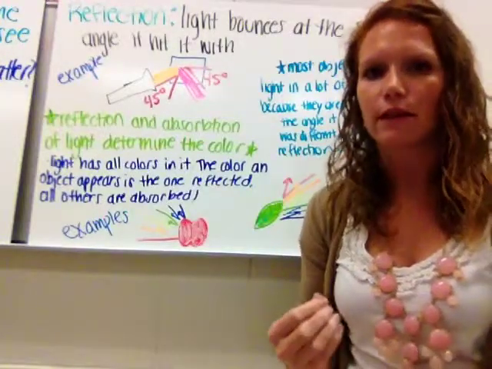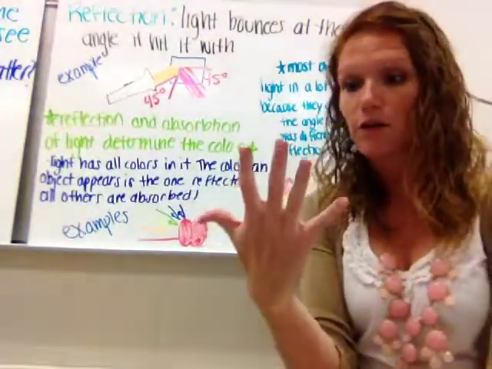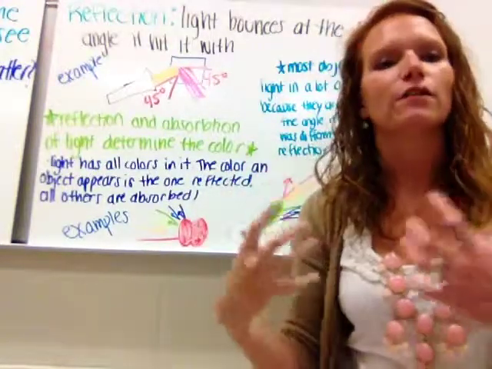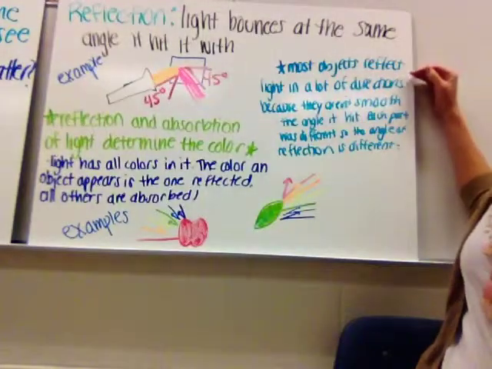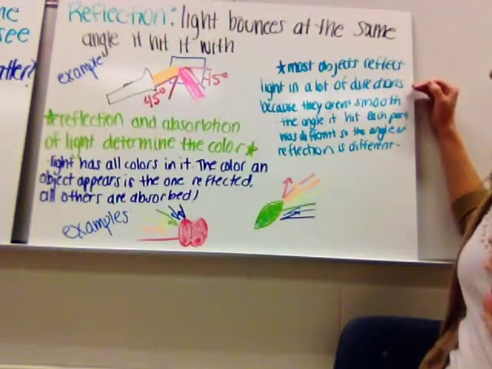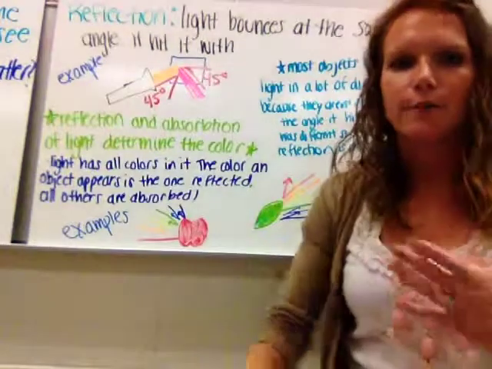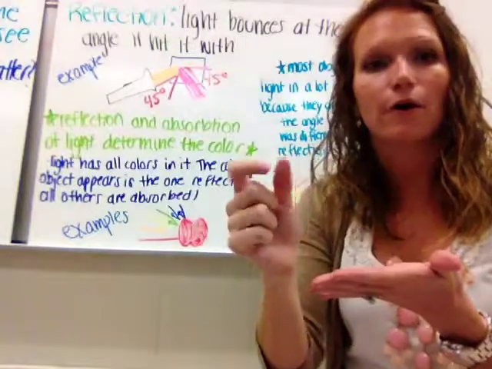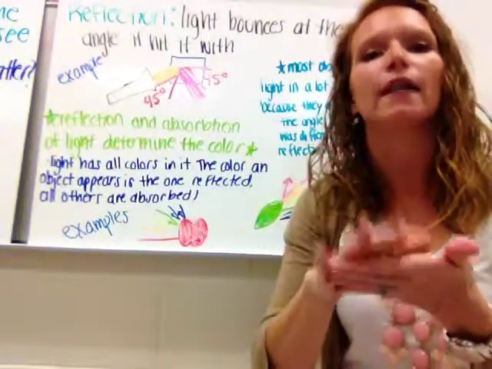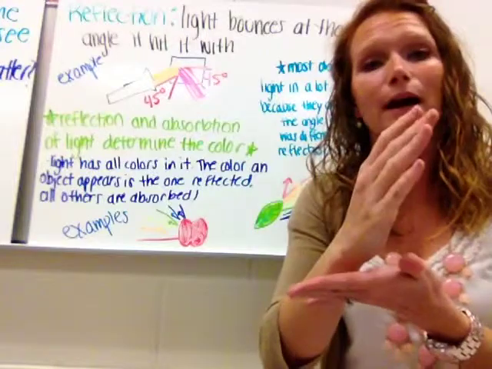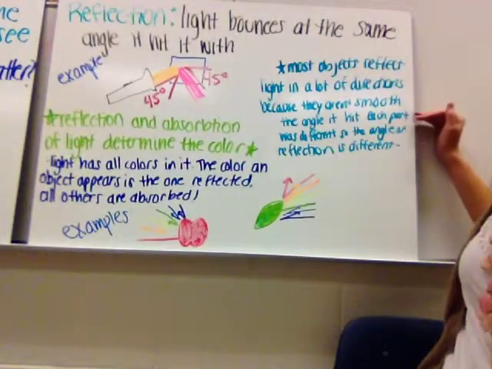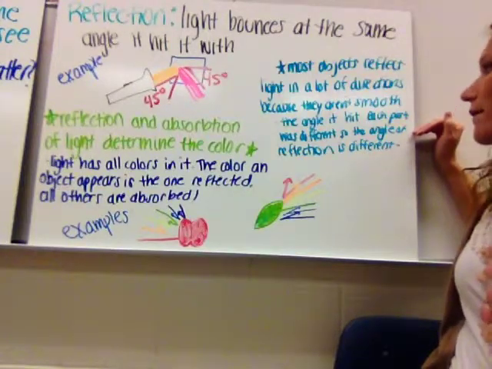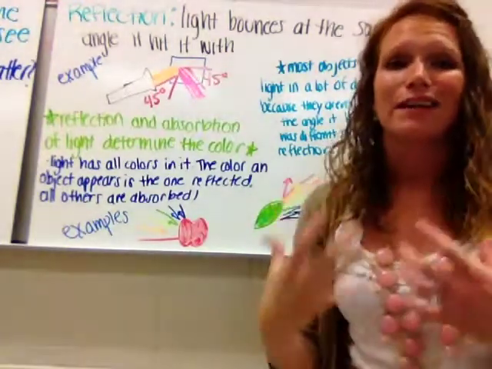Most objects reflect light. But the reason they don't all appear like a mirror, where you can see your face in my sweater or in my hair, even though they are reflecting light, is that most objects reflect light in lots of different directions because they're not smooth. Picture a mirror, picture how it's smooth. There's not a single bump in the surface. If there is a bump in the surface, that part of the image is messed up because that light hit it at a different angle, so it's bouncing back at a different angle. Because they aren't smooth, the angle that the light hit each part was different, so the angle of the reflection is different. That's why you can't see your face in it.